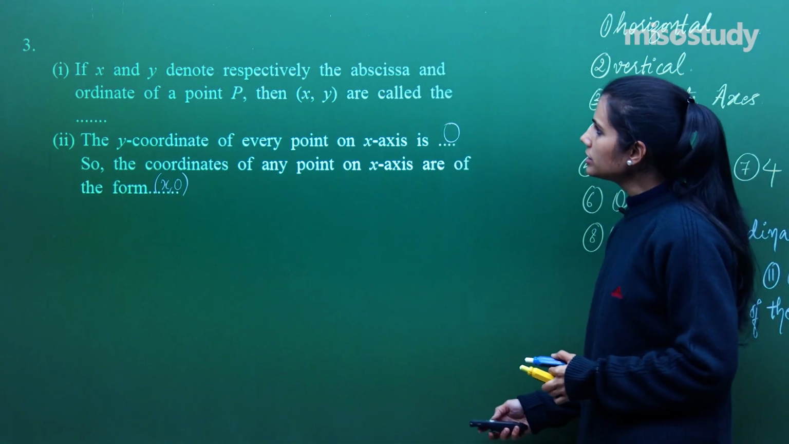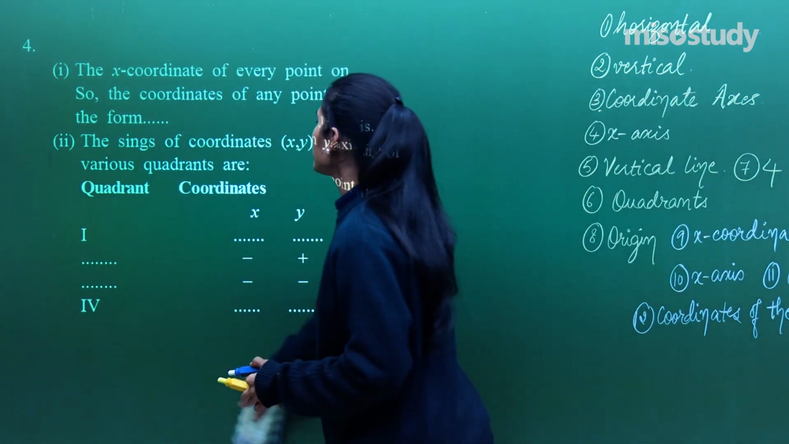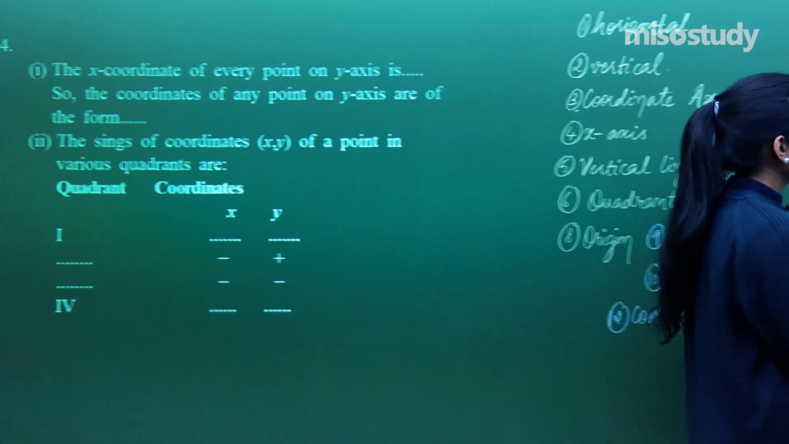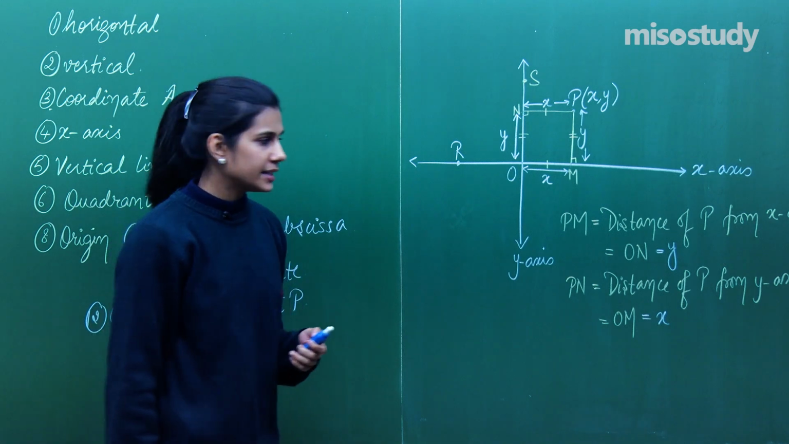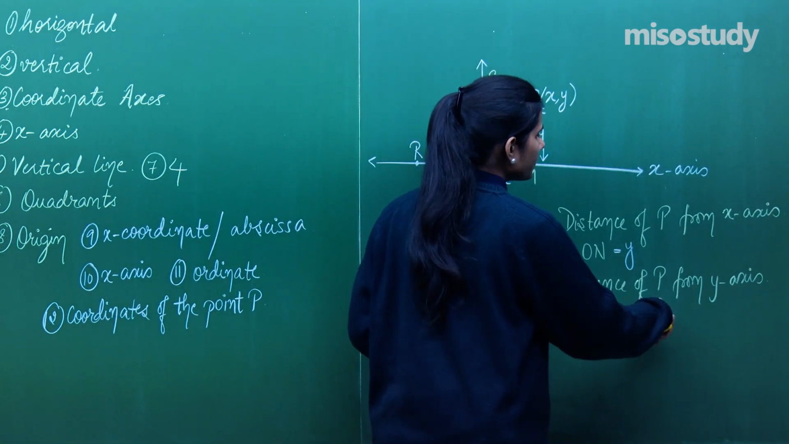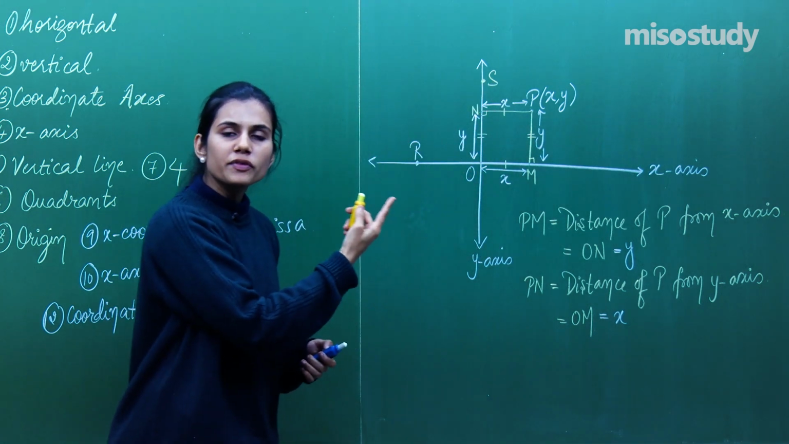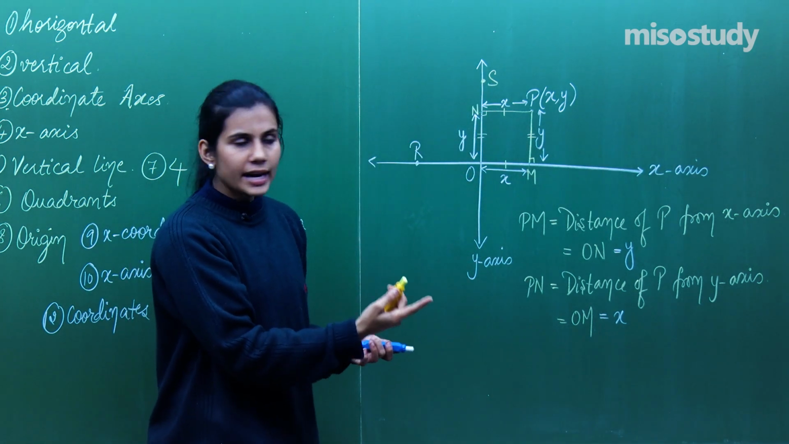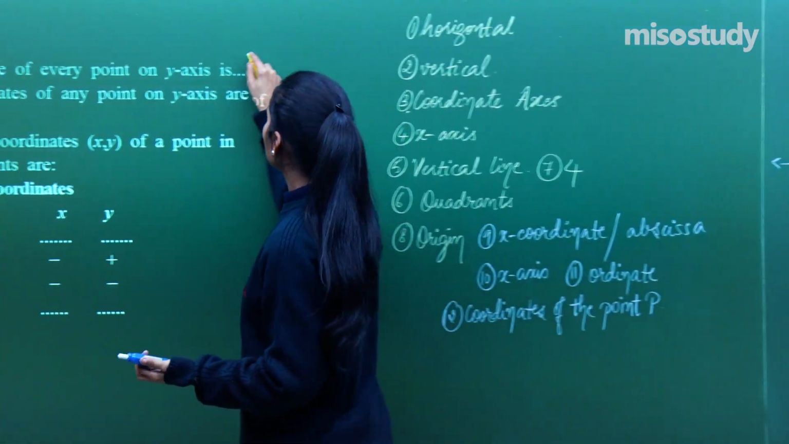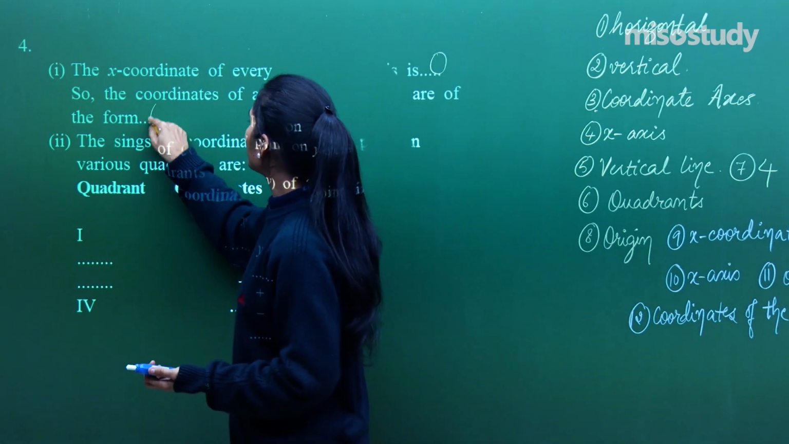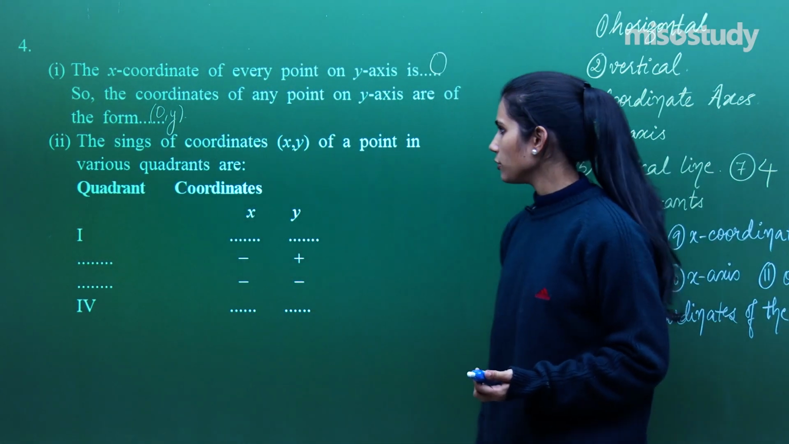Moving to the next question. It says that the x coordinate of every point on the y-axis, exact same argument. If suppose the point is lying somewhere on the y-axis, what will be its x coordinate? X coordinate of any point is distance of that point from the y-axis. Because the point itself is lying on the y-axis, the distance of this point from the y-axis is 0, right? And therefore its x coordinate will be 0. So the x coordinate of every point on the y-axis is 0, therefore they are of the form 0 comma some quantity, but x coordinate is certainly 0.